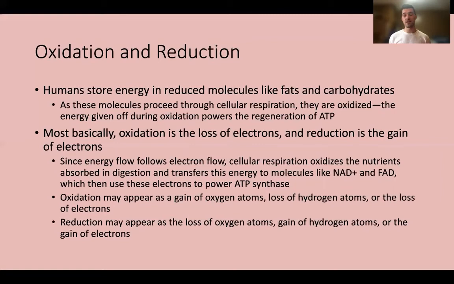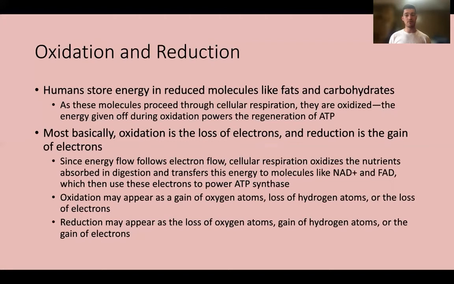That NAD+ and FAD, we refer to them as high energy electron carriers because they're taking these electrons from the nutrients that we're absorbing and carrying them over to the electron transport chain, so that we can use this high energy to spin that ATP synthase wheel and couple ADP and inorganic phosphate.